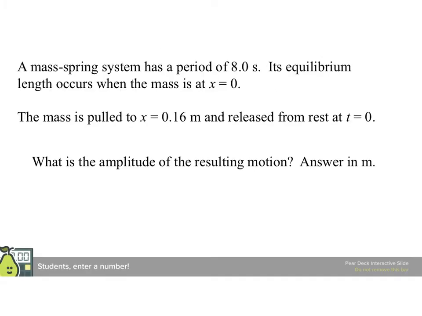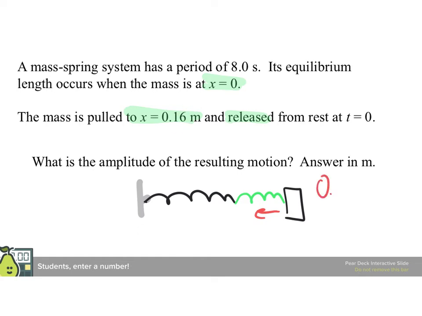New setup. A mass spring system has a period of 8 seconds. Its equilibrium length occurs when the mass is at x equals 0. The mass is pulled to x equals 0.16 and released from rest at t equals 0. What is the amplitude of the resulting motion? Answer in meters. So there's a lot going on here, but we're going to use together that its equilibrium length is here, but then it's pulled to here and released, which means it's going to immediately move closer in. So if we sketch this, we've pulled it some additional length, and then we're going to let go, and of course it's going to move in. It's never going to get further out than this location. So the amplitude is this, 0.16 meters.